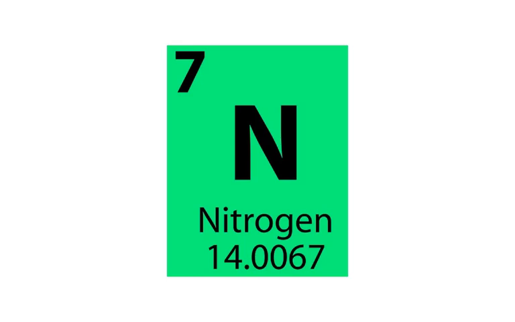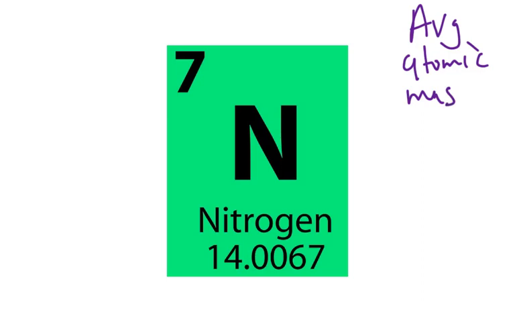The next term I want to talk about is average atomic mass. The average atomic mass of an atom or an element is just the weighted average of all of the naturally occurring isotopes. And I'll show you how you can actually calculate this out in a couple minutes. But average atomic mass will almost always be a decimal number. You can see the average atomic mass for nitrogen is 14.0067.